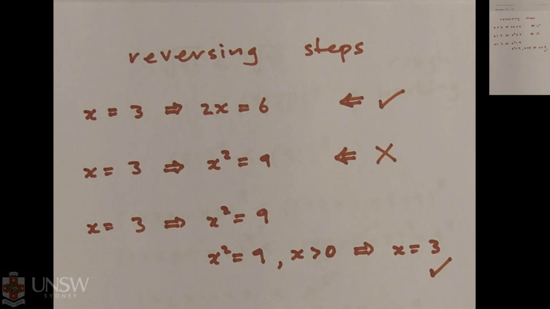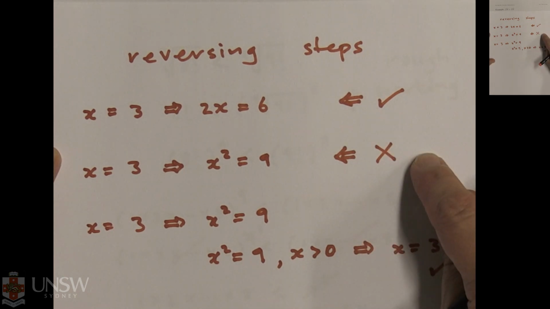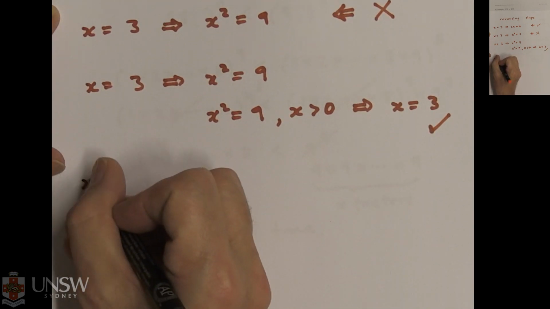But if I can find out a little bit more information, x squared equals 9, and I also know that x is greater than 0, then it's correct to conclude that x equals 3. So this step can be easily reversed. This one cannot be reversed as it stands, but if you can find out a bit more extra information, then it will work. Here's a third example.